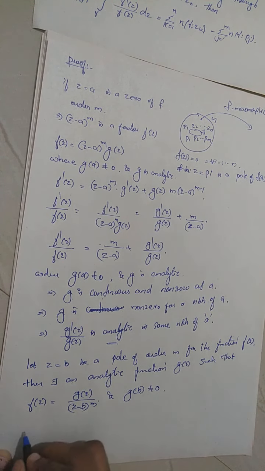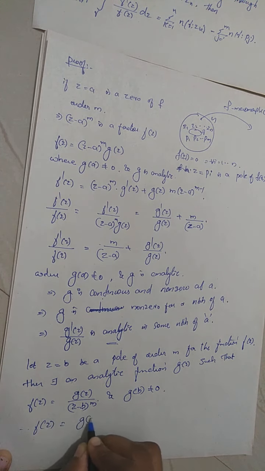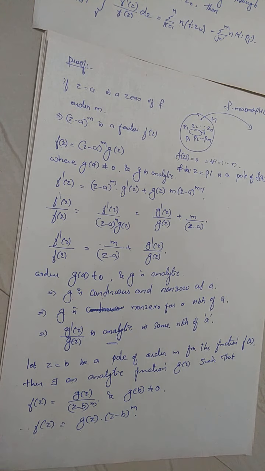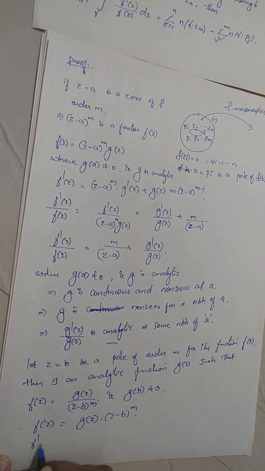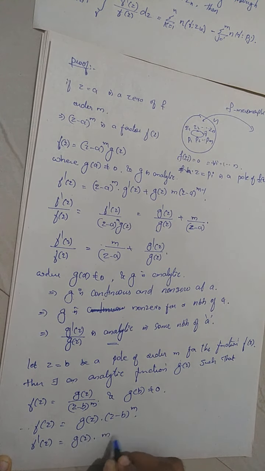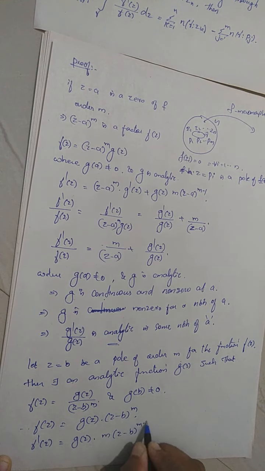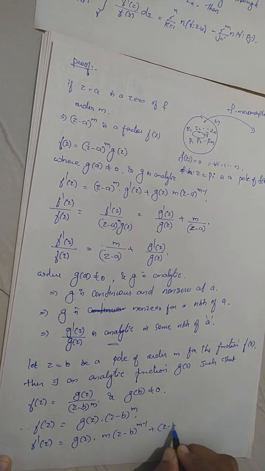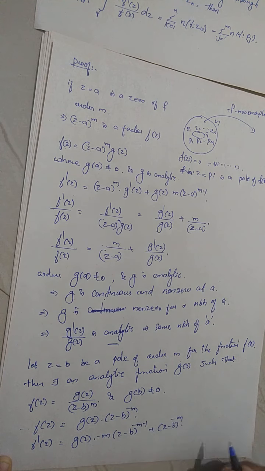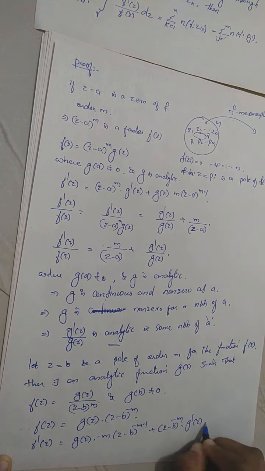Therefore f z can be written as g z into (z minus b) raised to minus m. Then you find out f dash z. First function into derivative of second function, that is minus m into (z minus b) raised to minus m minus 1, g z, plus second function into derivative of g, that is (z minus b) raised to minus m g dash of z.